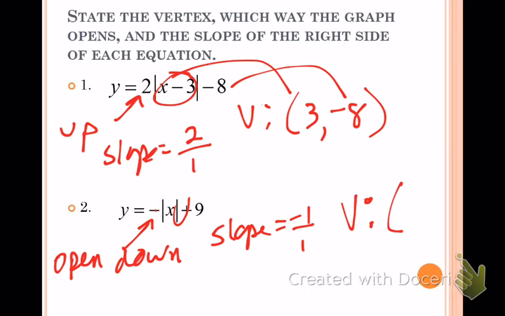So if you don't see a number inside of here, then that tells us that that coordinate is 0. So opposite h, same k, makes the vertex 0, 9.